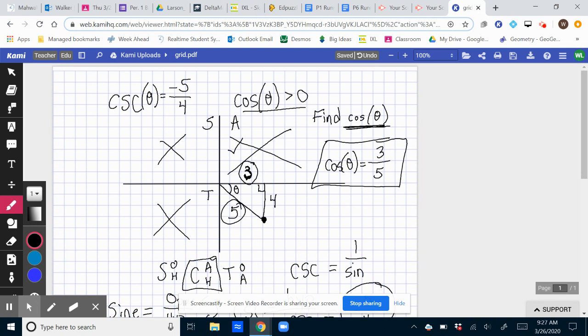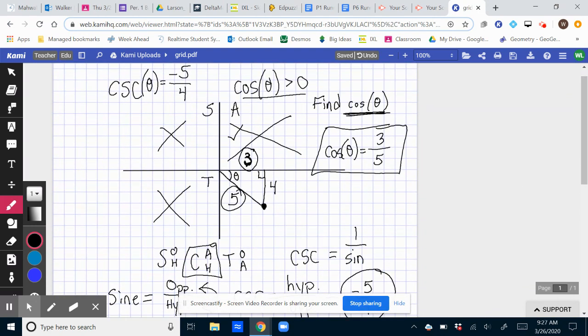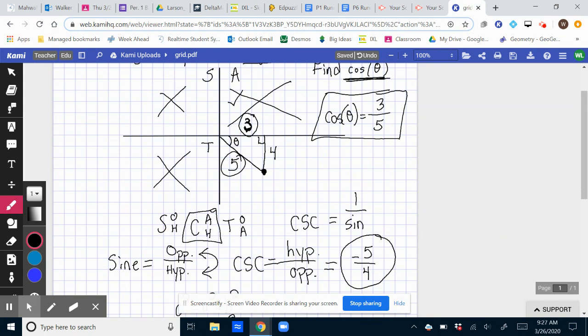So when they give you cosecant, the key is SOHCAHTOA. Cosecant is sine flipped. Opposite over hypotenuse flipped is hypotenuse over opposite. And so that fraction represents your hypotenuse and your opposite. Use the Pythagorean theorem to get the adjacent, and then solve.